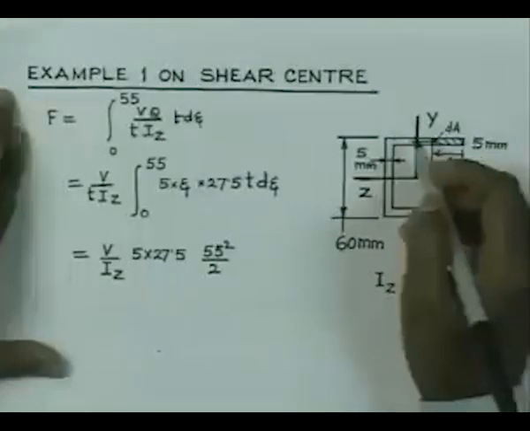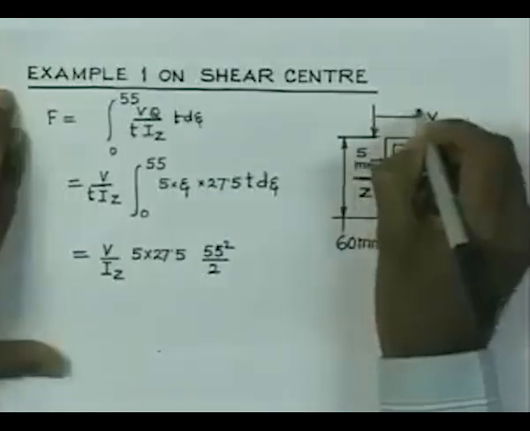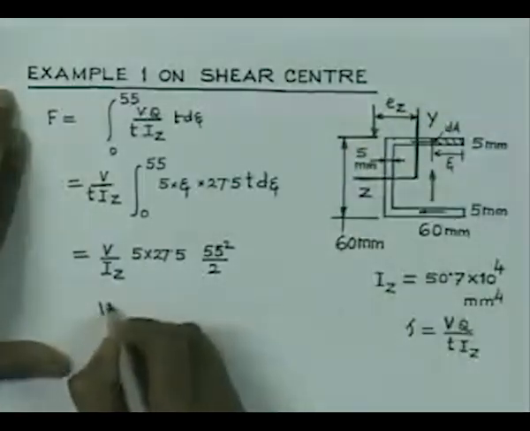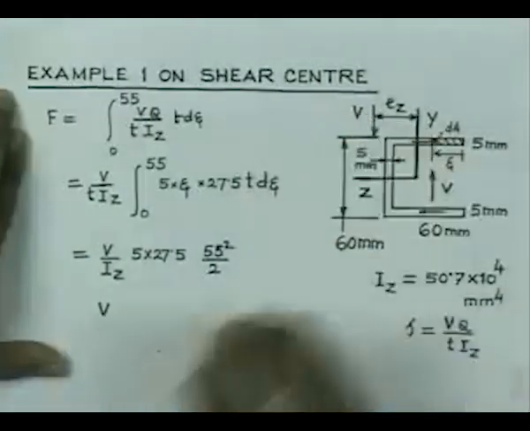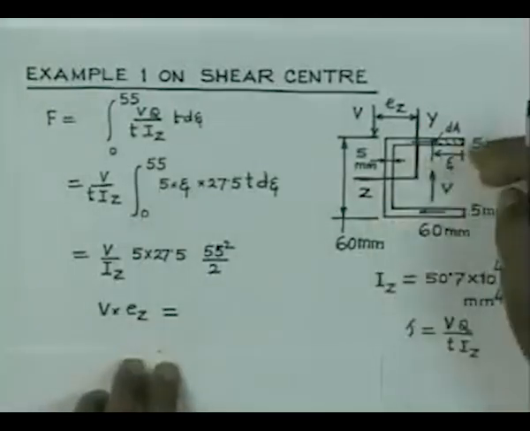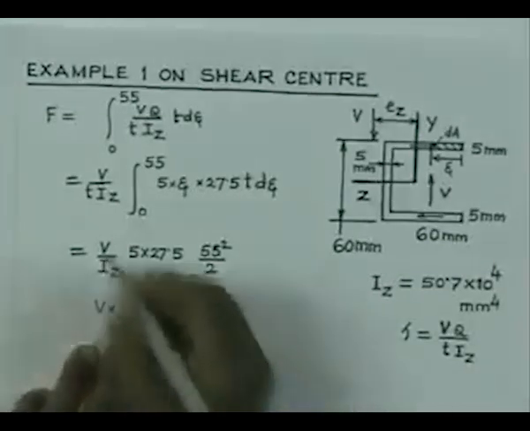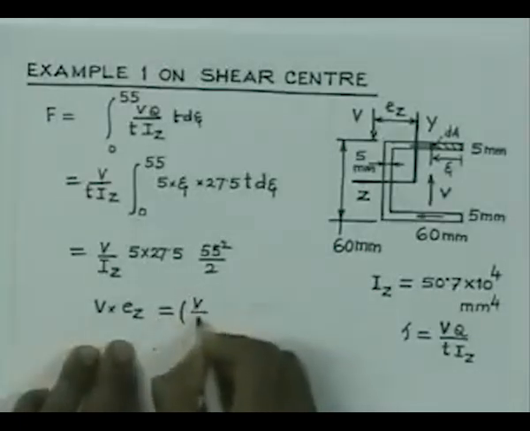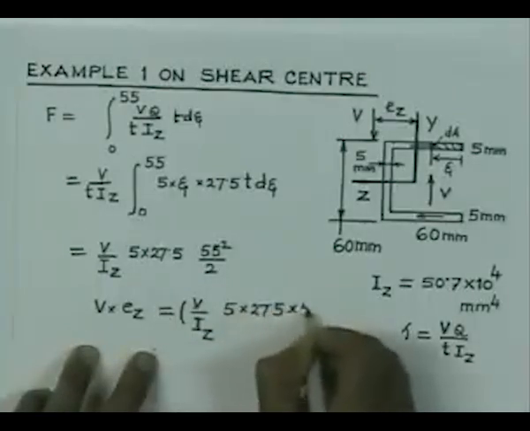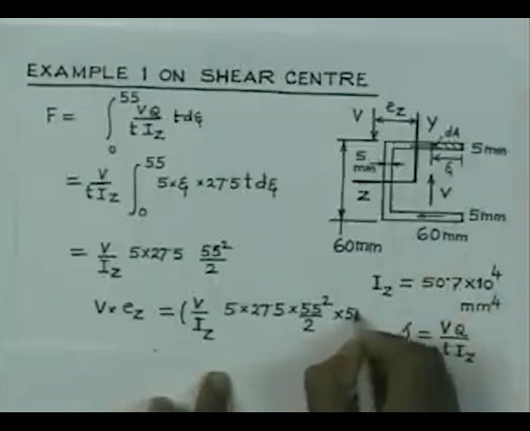Now, if we consider that the shear center is to be located somewhere at a distance of E z from the y axis, let us say this is E z, then we can write that moment of, so if this is V, this is also V. So, V into E z will counterbalance the moment due to the force acting on these two arms, and therefore we can write F. So, this V by I z into 5 into 27.5 into 55 square by 2, and this height is nothing but 55. So, therefore, this is what is going to keep balance.